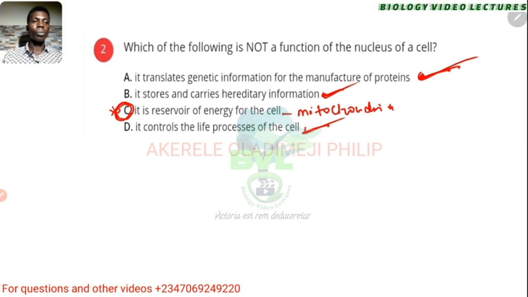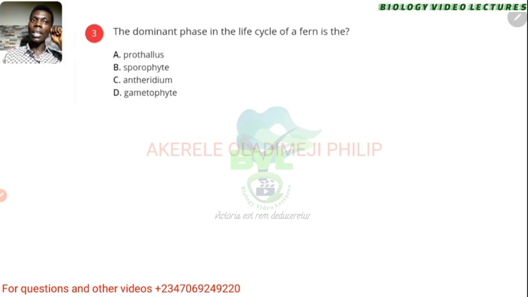All right, now the dominant phase of the life cycle of a fern is actually the sporophyte.